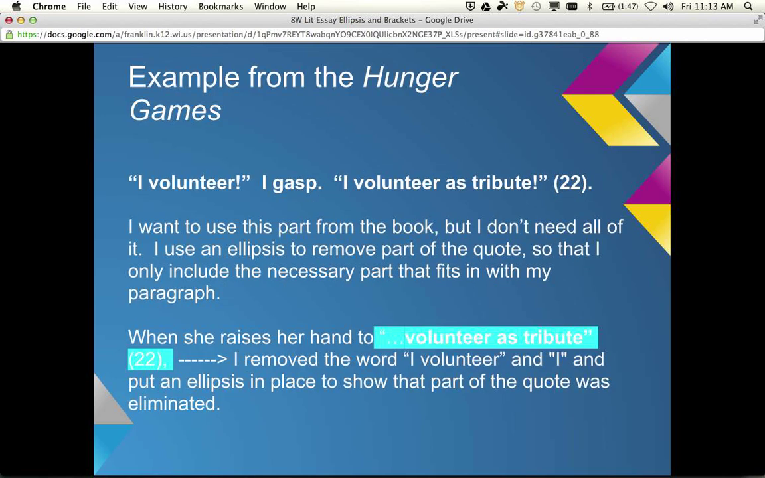Okay, so here are some examples from The Hunger Games. "I volunteered," I gasp. "I volunteer as tribute," from page 20. I want to use this part from the book, but I don't need all of it. I use an ellipsis to remove part of the quote so that I only include the necessary part that fits in with my paragraph. When she raises her hand to ... volunteers tribute, page 22, I remove the words "I volunteer" and put an ellipsis in the place to show that part of the quote was eliminated.